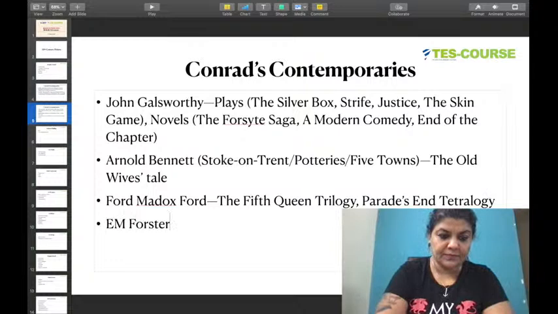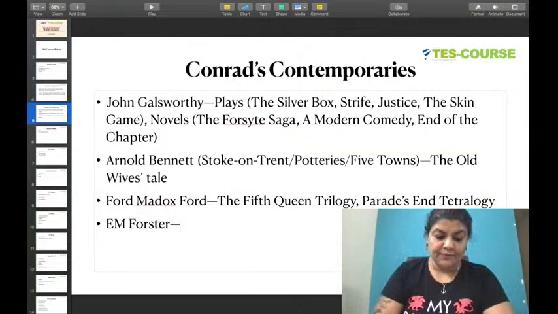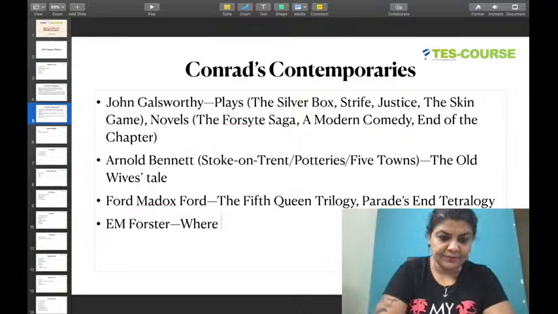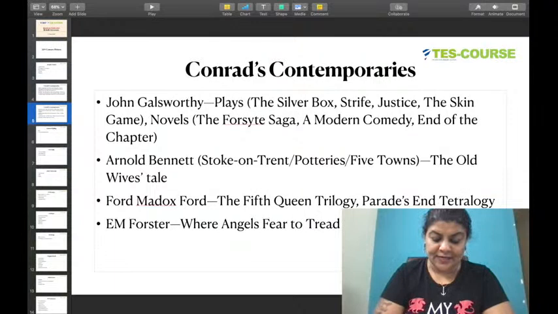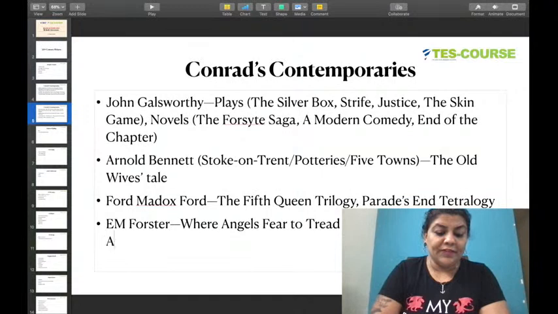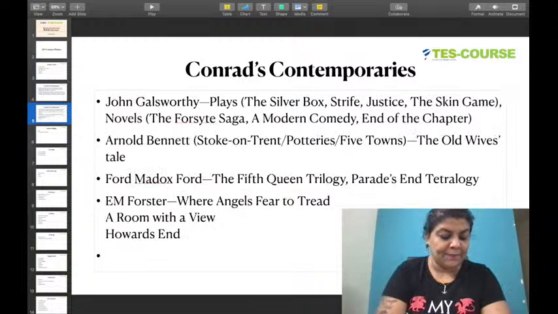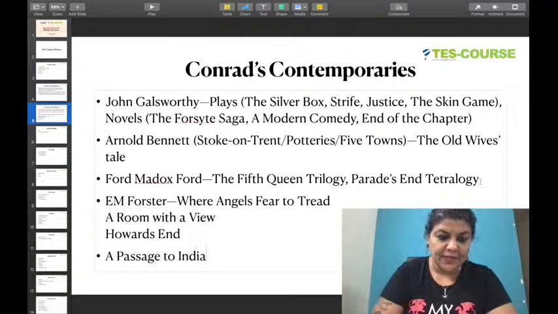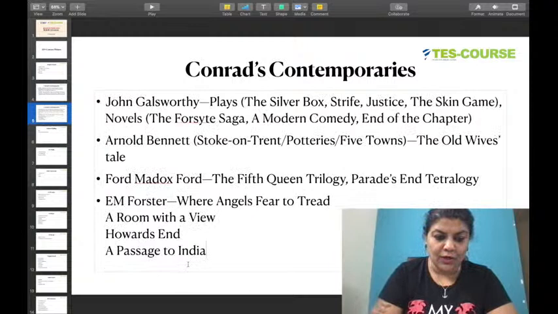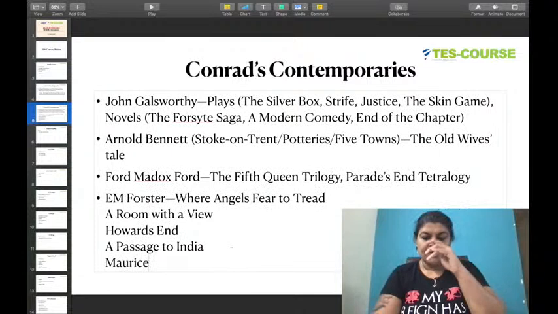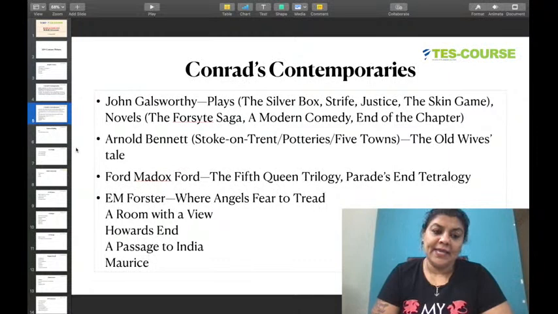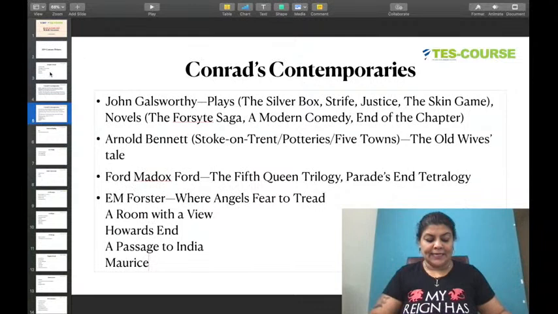E.M. Forster, what did he write? He wrote Where Angels Fear to Tread. Then what did he write? A Room with a View. Both these are partly set in Italy. Then Howards End. Then A Passage to India. Then he wrote Maurice. Did you get it, guys? These are the important works by E.M. Forster. Most of them wrote about the problems of colonization.